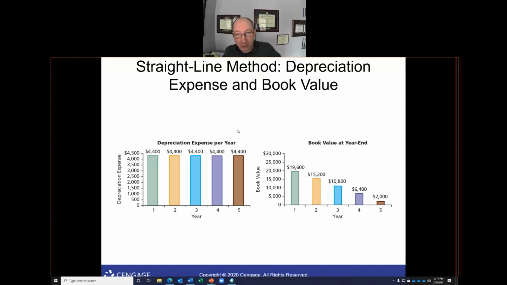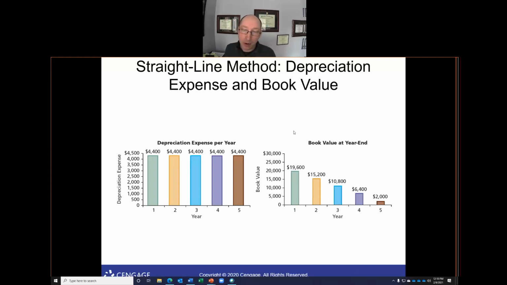Okay, nice graphical representation. My forklift depreciates every year, 4,400. That's straight line. The book value. Remember, book value represents the value of the asset. At the end of the first year, it's 19,600. That's how much my forklift is worth at the end of the first year. Then, at the end of the second year, it's worth 15,200. How did we get there, you might be asking?